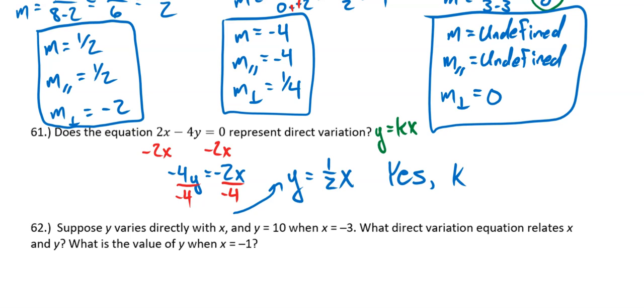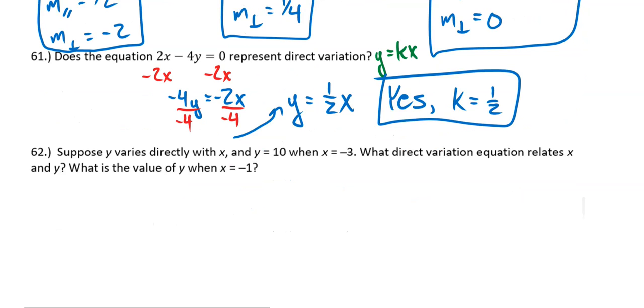And out of curiosity, the constant of variation, the k value, is 1/2. We often refer to it that way. It's the same as the slope when we're talking about the graph. It really is rate of change in a way, but it has a special name here. It's the k value. It's the constant of variation.